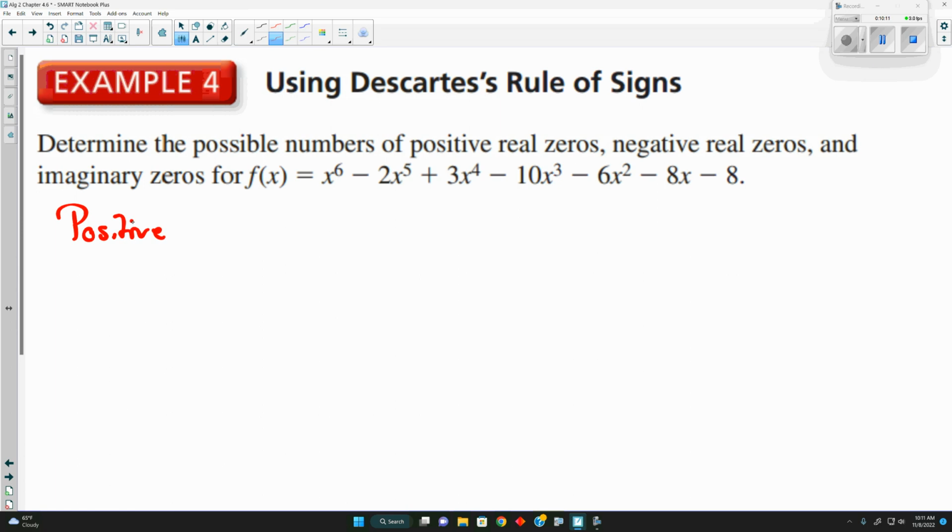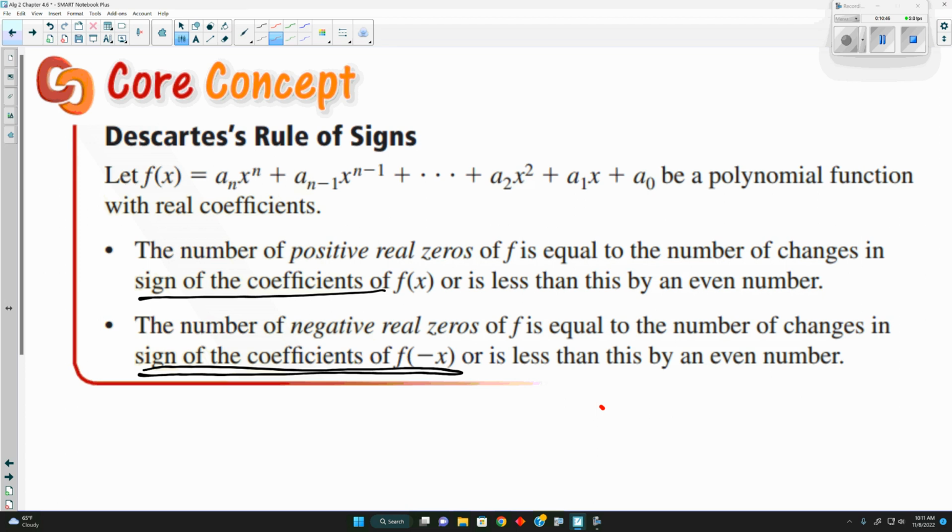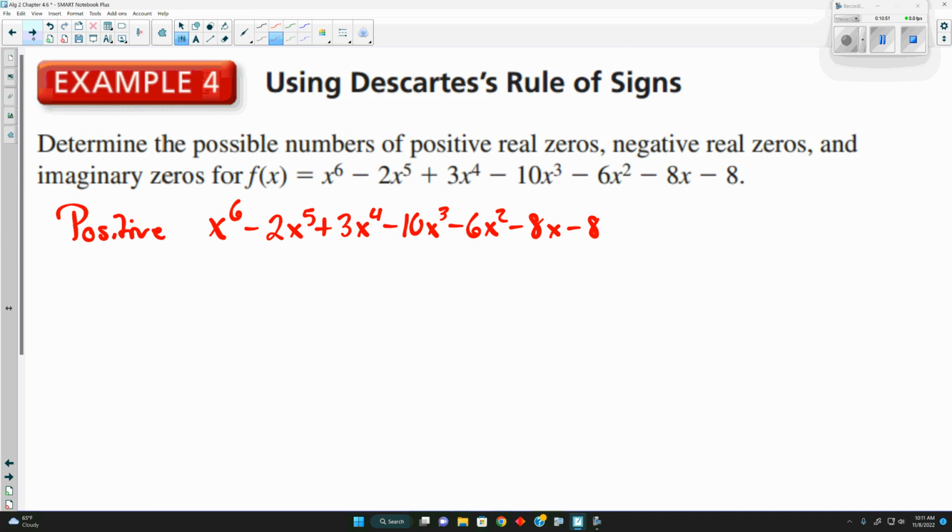So for the positive numbers, we need to count the number of sign changes. And for this here, we just take the normal function. So I'm going to write it out for the first time, for the first one we do. So we have this function here. So for positive, we just count the number of sign changes.